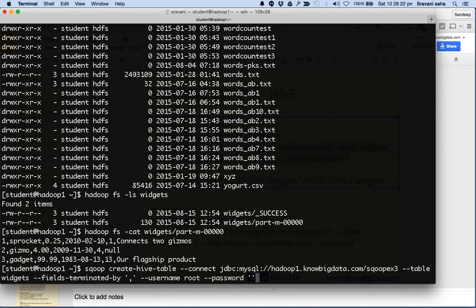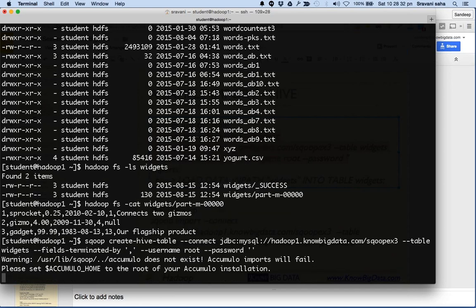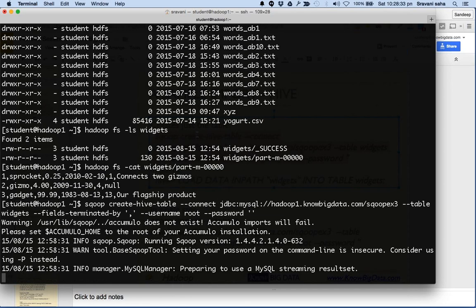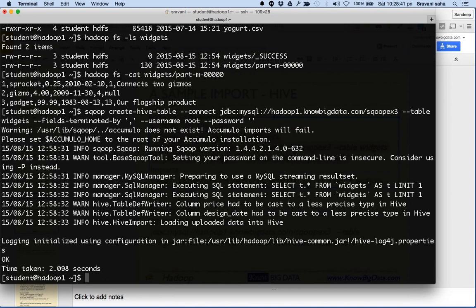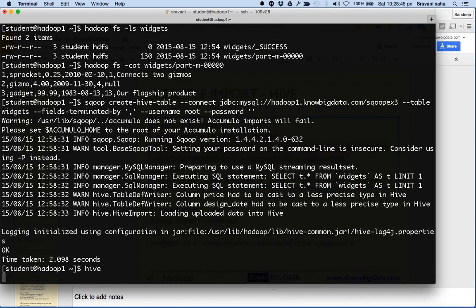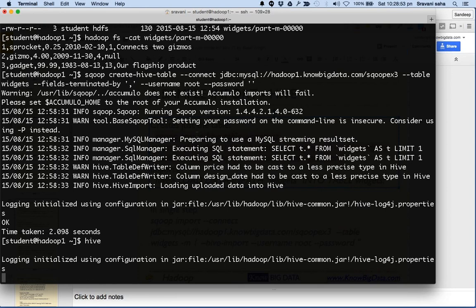So you can say scoop create hive table, connect to my database, create the table name called widgets, and my fields are terminated by comma, and username and password is this. Okay, so it has successfully created the hive table. Now if we connect to hive and we say show tables, then it will show us that there is a widgets table already.